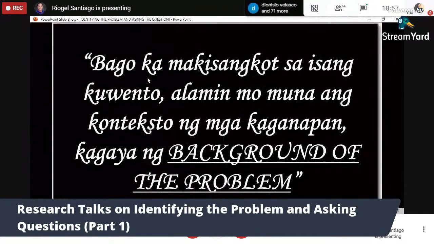Now, sabi ko nga may mga hugot lines tayo dito, no? I have here a hugot line related to the background of the problem. Pwede po kayong mag-disagree kung kayo po ay hindi pabor sa aking sinasabi. Pero sabi nga, bago ka makisangkot sa isang kwento, alamin mo muna ang konteksto ng mga kaganapan kagaya ng background of the problem. Now, ano ba talaga ang concentration ng background of the problem?